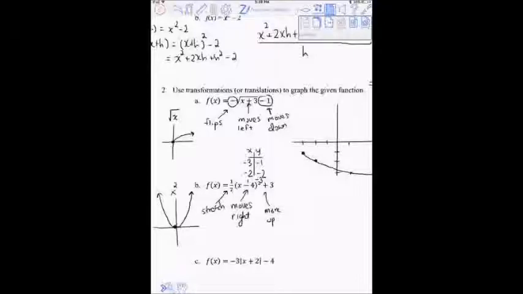Well, we could describe it a couple different ways. I'm actually going to describe it as, since it's outside the function, it's vertical. So I'm going to call it a vertical compression, which would technically be the correct way of stating it.